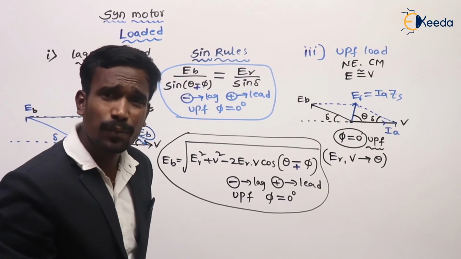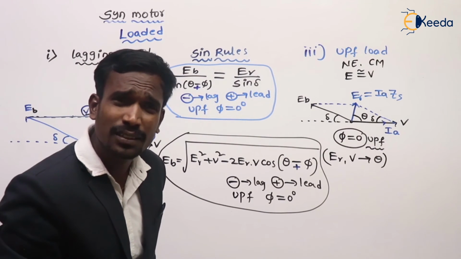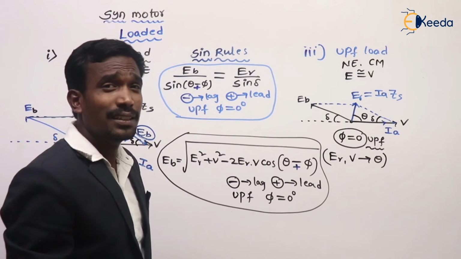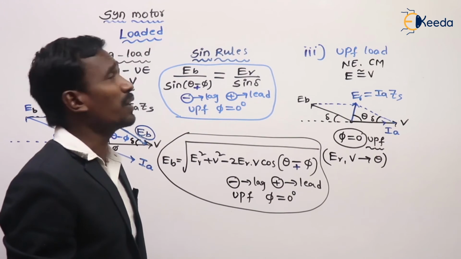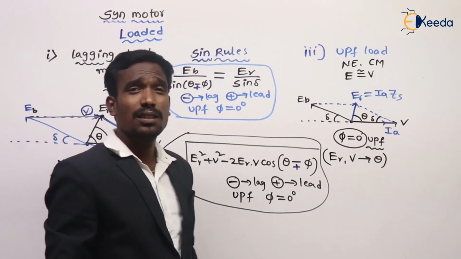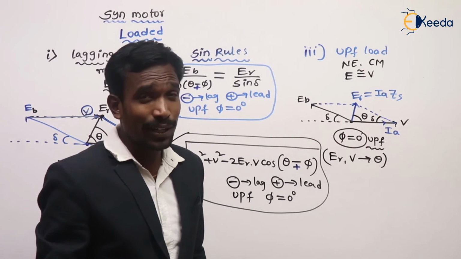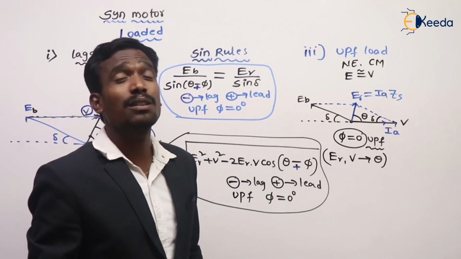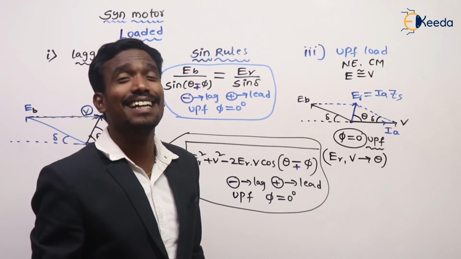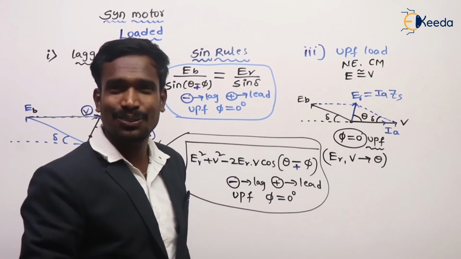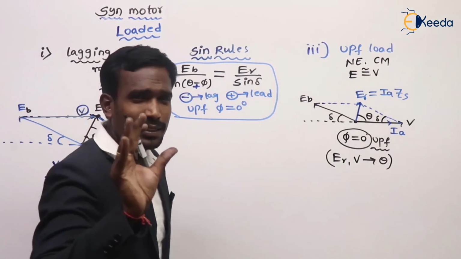Are you okay? Are you okay or not? Right. It's completed. Let's go for another power equation derivation from these sine rules. Okay, let's derive the power equation from these sine rules. P is equal to EV by X sine delta. I will derive that power from these equations also.